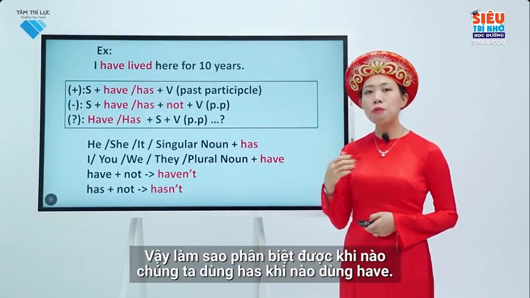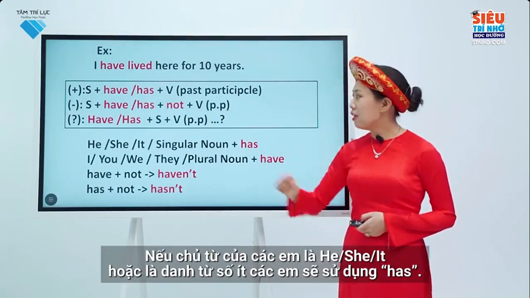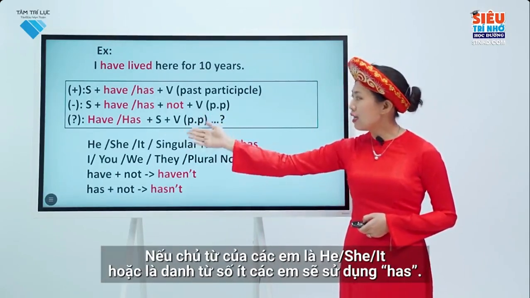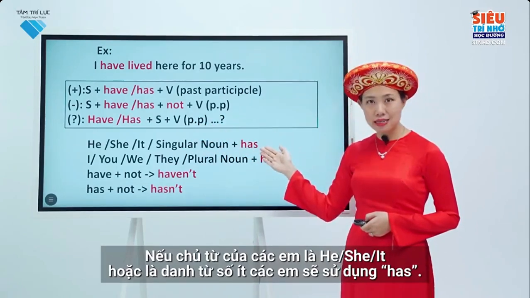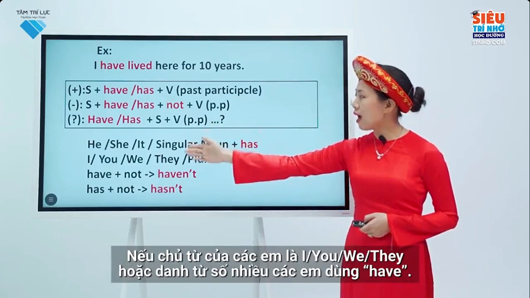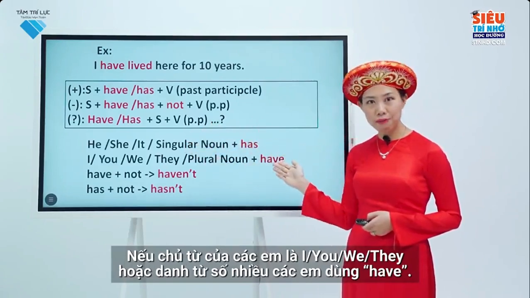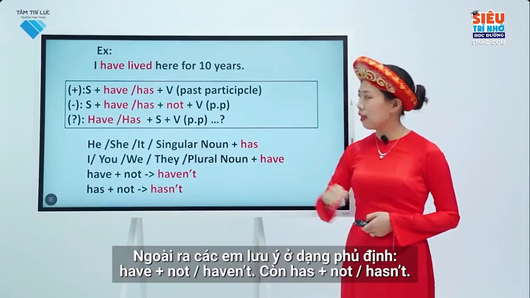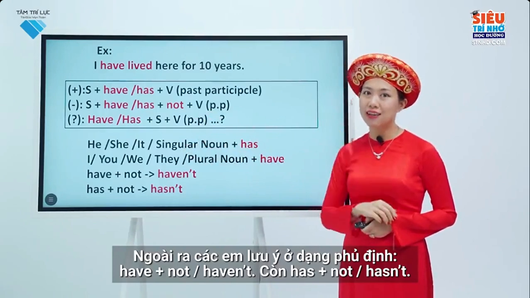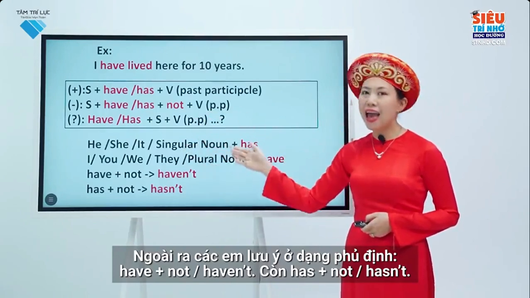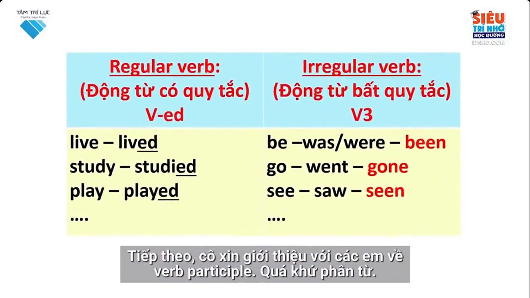So how can we distinguish when we use has and when we use have? If your subjects are he, she, it, or the single noun, you will use has. If your subjects are I, you, we, they, or plural nouns, you will use have. Besides, please notice that in the past form, have plus not, haven't, and has plus not, hasn't.